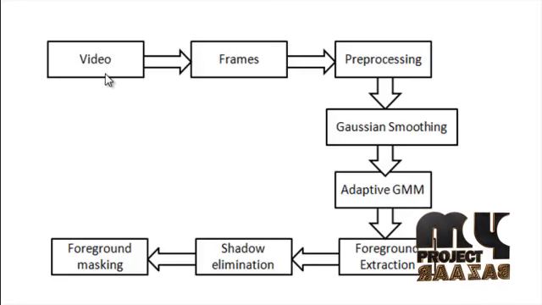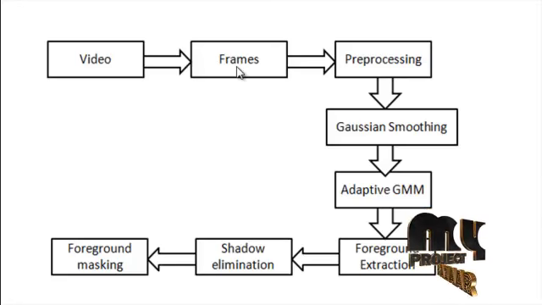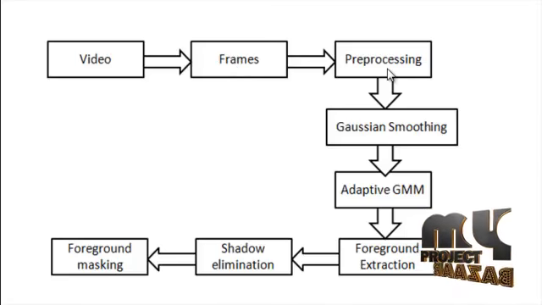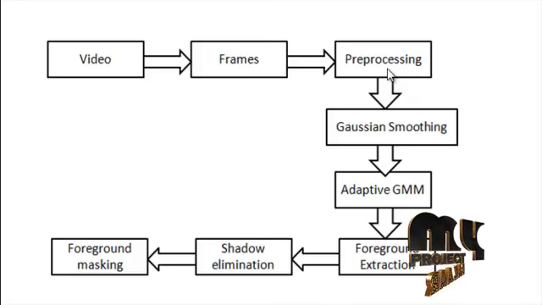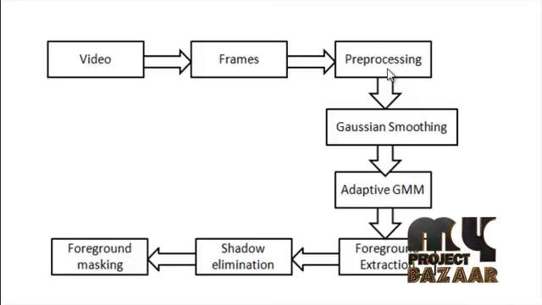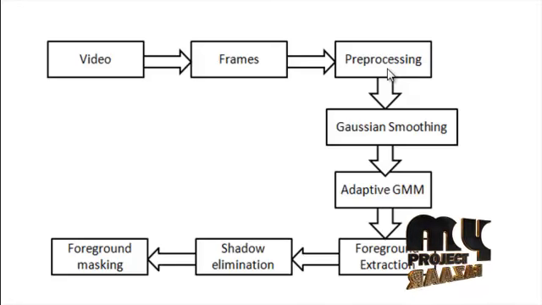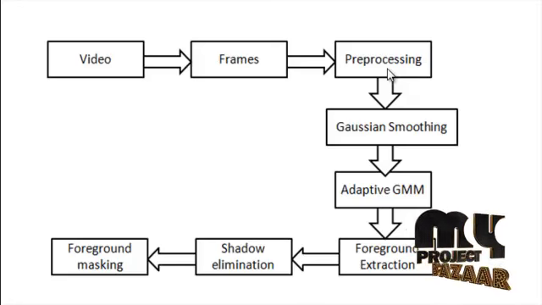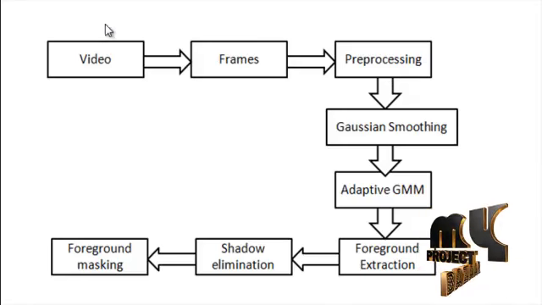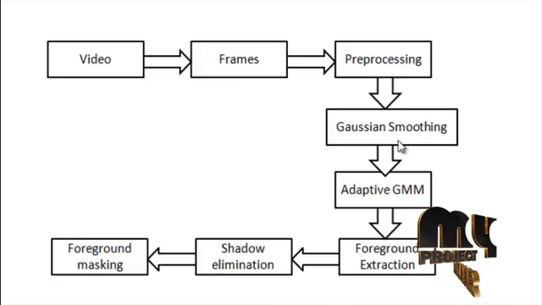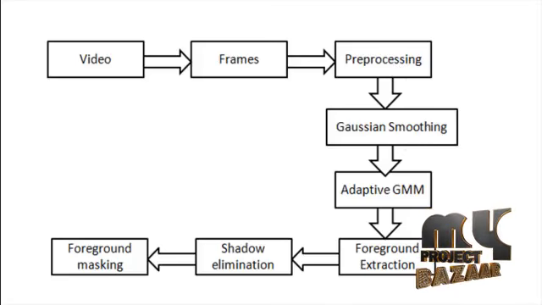First we load our input video, then we convert it into frames, and each and every frame goes for the pre-processing step. In pre-processing, we are just removing the noises from our input frames. Noise is nothing but undesired information that contaminates an image. These noises are removed using some types of filters. Here we are applying a Gaussian filter to remove the noises, and then we will apply Gaussian smoothing.